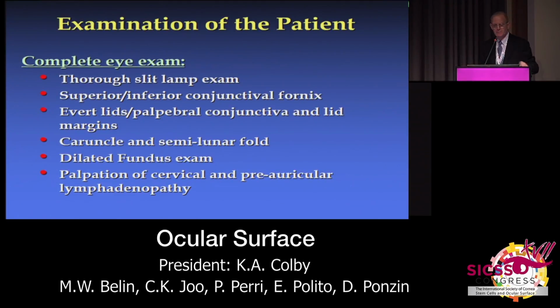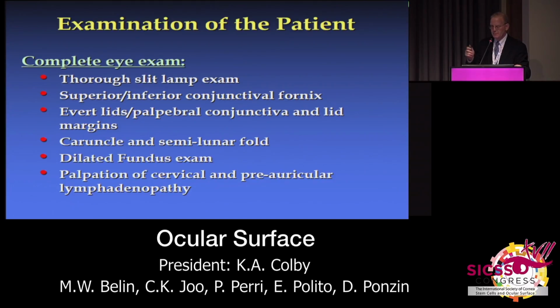First of all, we have to start with a complete examination of the patient, like we do with all ocular disease. But this requires a very thorough slit lamp examination, especially if you have ocular surface tumors in mind, specifically looking at the fornices, superior and inferior fornix, everting the lids, looking at the palpebral conjunctiva very carefully and the lid margins, looking at the caruncle and semilunar folds, of course the dilated fundus exam, and palpation of local lymph nodes, the cervical and preauricular lymphadenopathy.